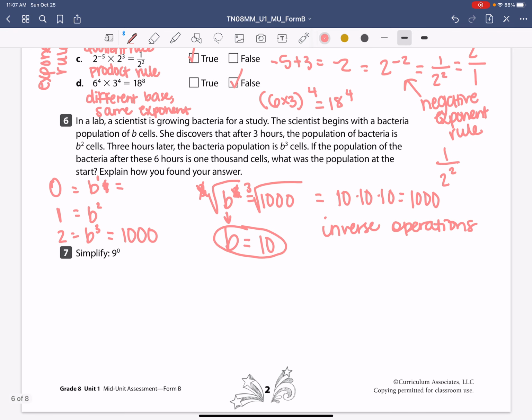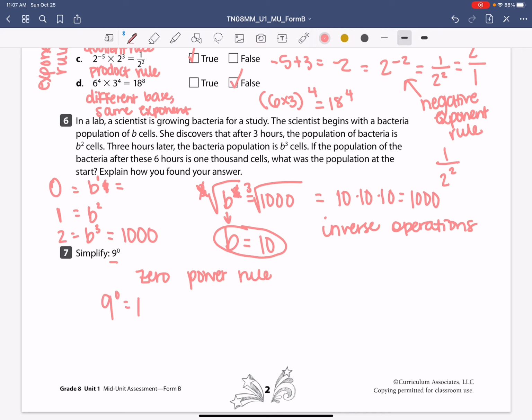Number 7, simplify 9 to the 0 power. This is the 0 power rule. The 0 power rule states that any base, unless it's 0, when raised to the 0 power, is 1. So 9 to the 0 power is just 1. Okay, that's your answer here, 1. All right, and we go ahead and move on to number 8.